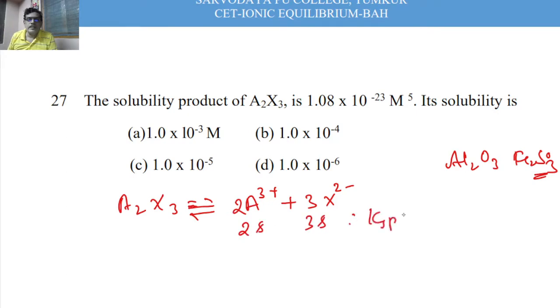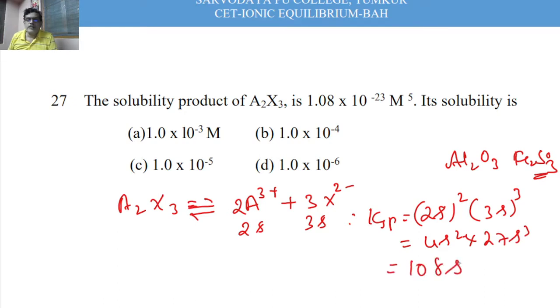Therefore Ksp will be (2S)^2 times (3S)^3. You will have to do the mathematics, that is 4S square times 27S cube. So that comes to 108 into S to the power of 5. So for A2X3 salt, Ksp is equal to 108 into S to the power of 5.